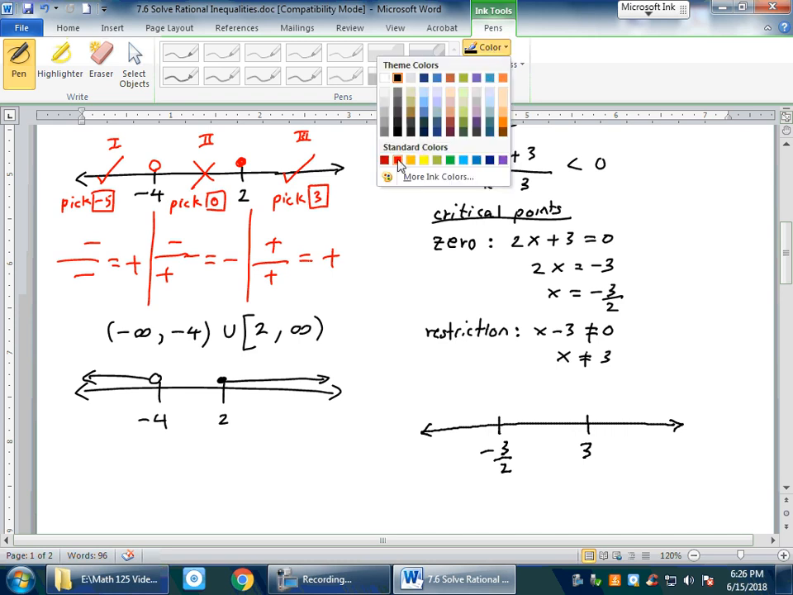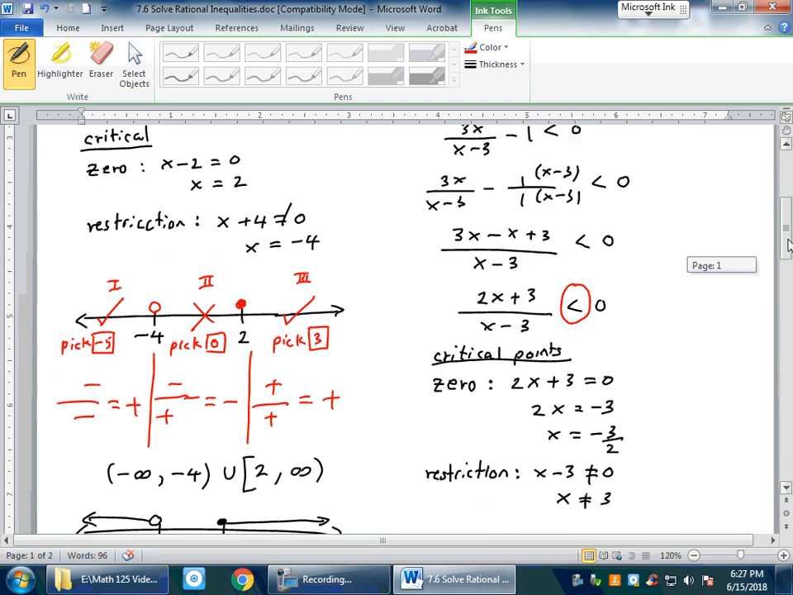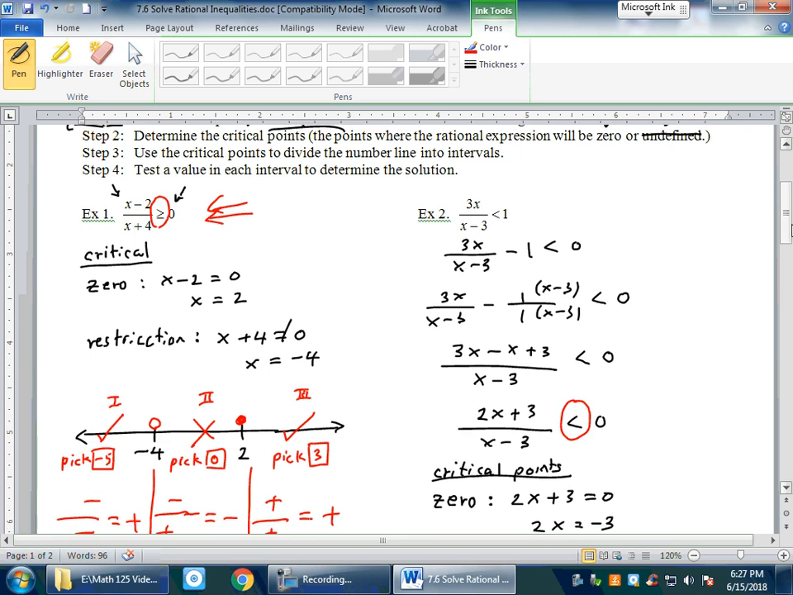And remember, the restrictions can never be part of your solution, so this will be an open circle. Now, whether the 0 part is inclusive or not depends on the inequality symbol. This time it is strictly less than, so therefore this is also not inclusive. So unlike the first example, right? In the first example, we have greater than or equal to, therefore the 0 part is inclusive right here.